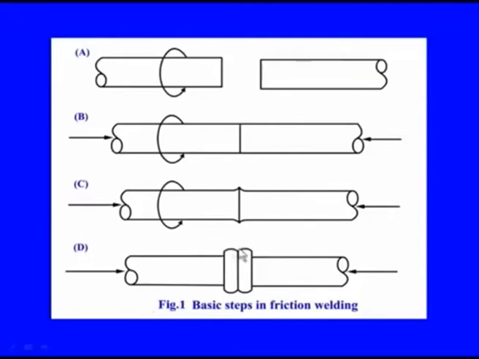These flashes are unwanted, as can be seen from this figure. This is somewhat unwanted material, and this is because of the plastic deformation of the two parts under pressure. This can be machined out, or suitable secondary operations can be applied to remove this flash if we want this joint also to be at the same diameter as the original bodies or original objects.